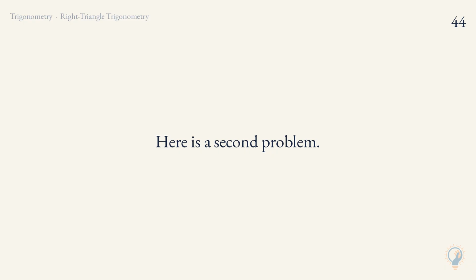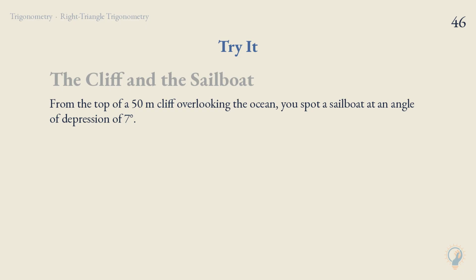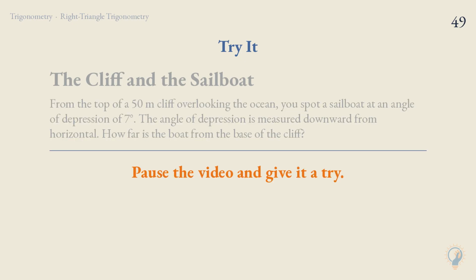Here's a second problem. Try it. The cliff and the sailboat. From the top of a 50-meter cliff overlooking the ocean, you spot a sailboat at an angle of depression of 7 degrees. The angle of depression is measured downward from horizontal. How far is the boat from the base of the cliff? Pause the video now and give it a try.